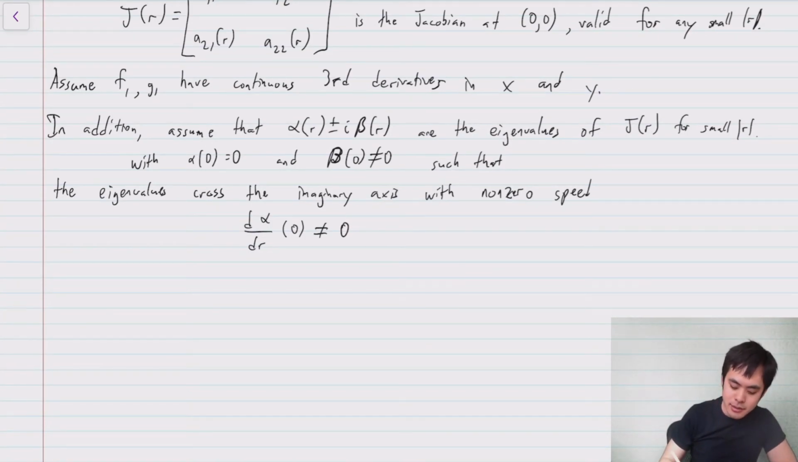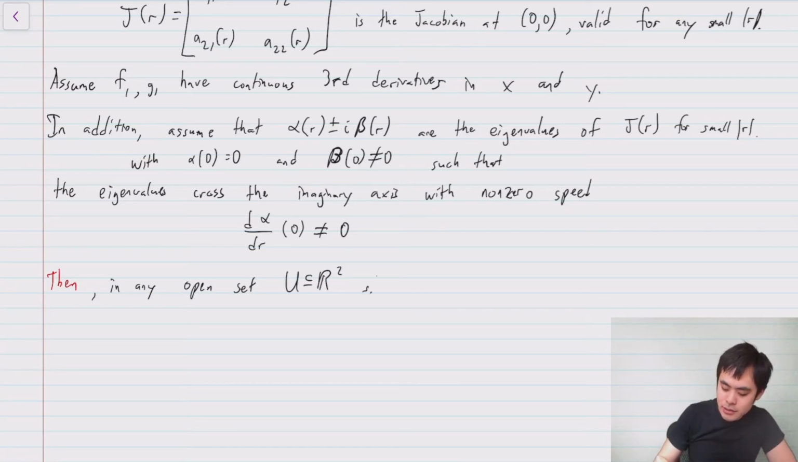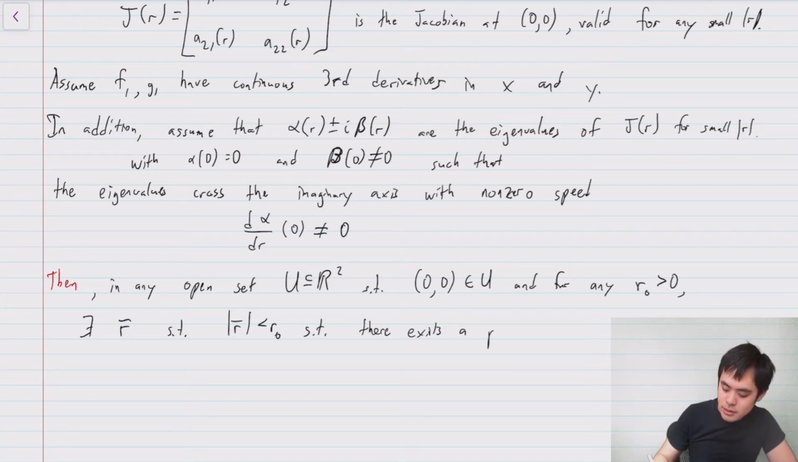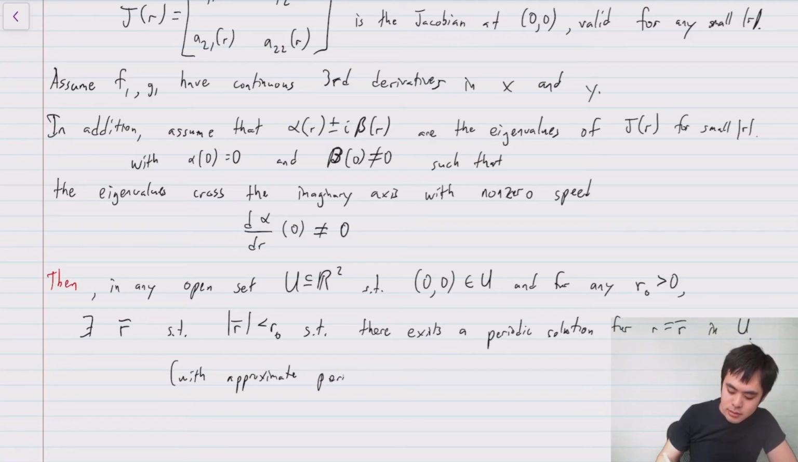Then, if you start with all these assumptions, in any open set U in the plane that includes the origin, and for any small r, there exists some r bar such that there exists a periodic solution for r equal to r bar in U. And it turns out this periodic solution has an approximate period of T equal to 2 pi over beta(0).